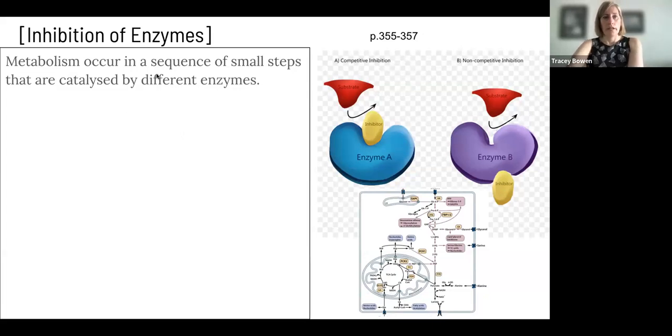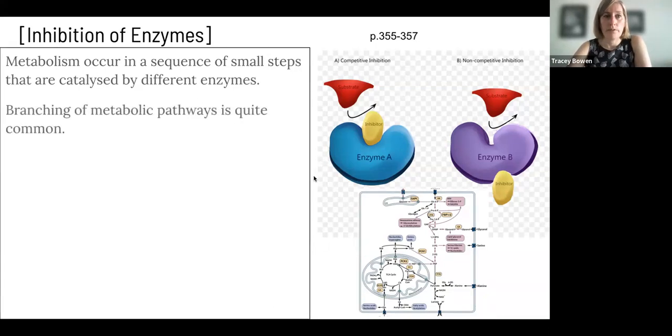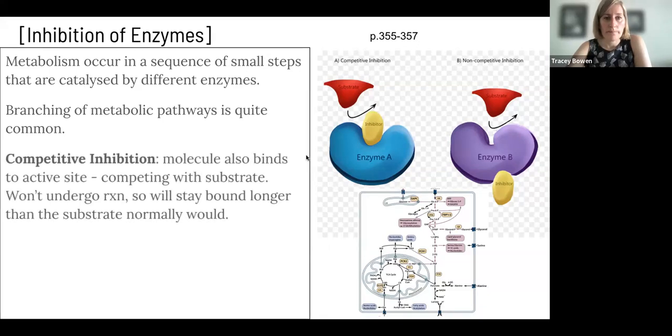Metabolism typically occurs in a sequence of small steps, and those are catalyzed by many different enzymes. There are a bunch of branches that are going to occur in a metabolic pathway. This image is showing a bunch of the different branches that could occur in a metabolic pathway. That branching is quite common.